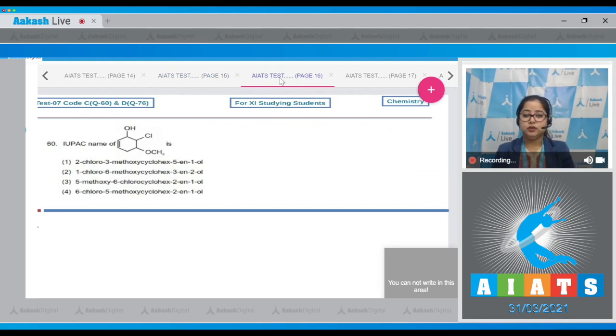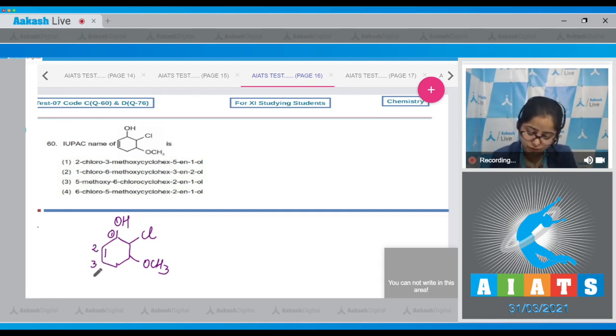Moving to the next question, which is question number 60. IUPAC name of the given compound is. Let's draw the structure first. Cl, OCH3, double bond. Here students, OH is given maximum priority, so number 1 is given here. Then the next priority is given to the double bond, so 2, 3, 4, 5, 6.